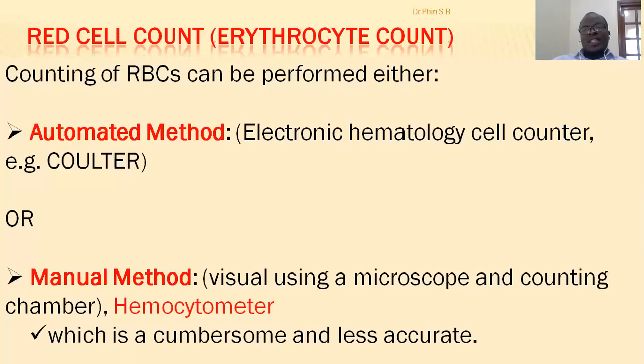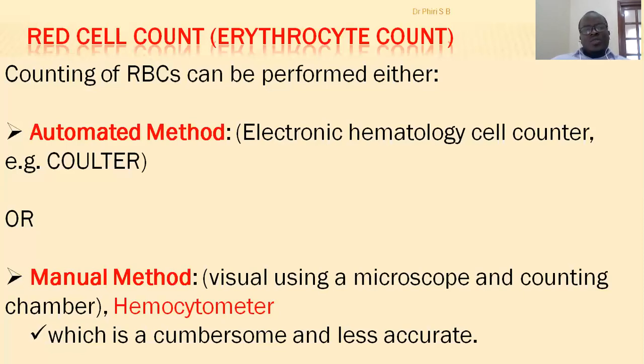So you also need blood indices, because blood indices will give you information about the size and the shape of the red blood cell, and also the oxygen content within this red blood cell. So you need that information to come up with a definitive diagnosis of different types of anemias that we'll be discussing later on.